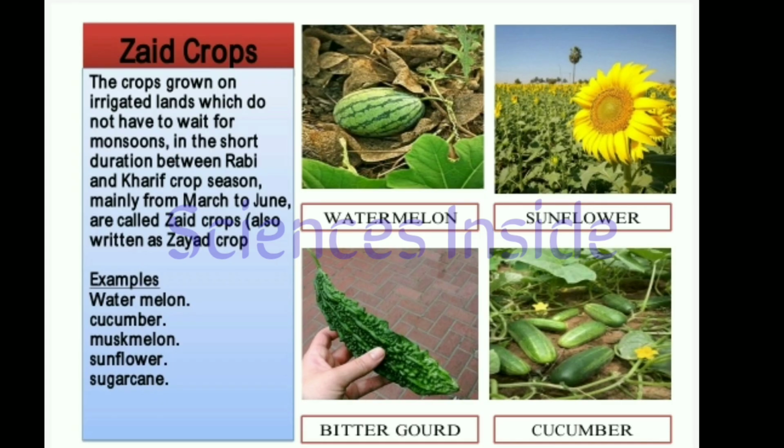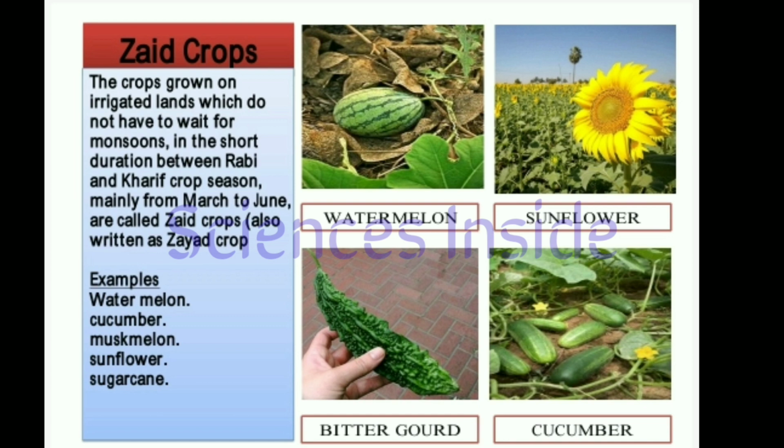Do you know there is a third category of crops also? These crops are called Zaid crops. These crops are grown on irrigated lands which do not have to wait for monsoons. In the short duration between the Rabi and Kharif seasons, these crops are grown, mainly from March to June. Examples include watermelon, cucumber, muskmelon, sunflower, sugarcane.